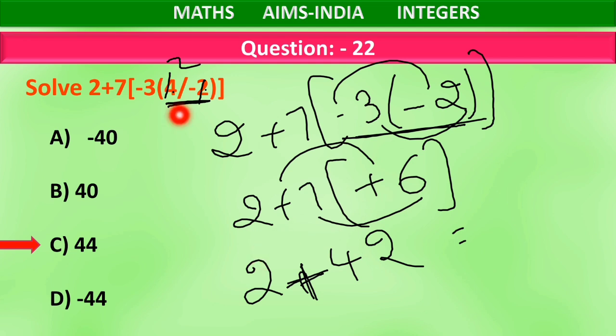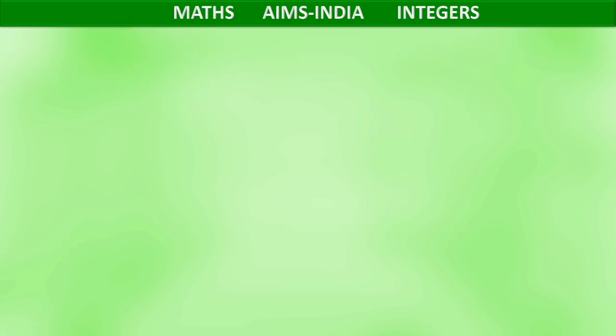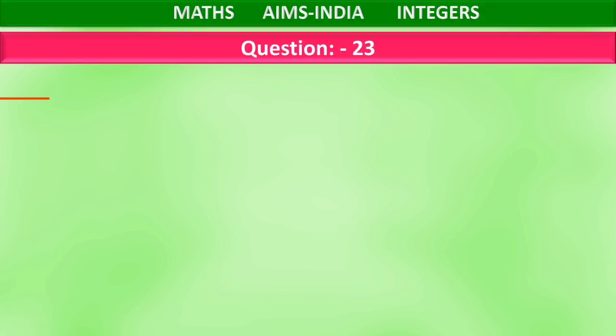42 plus 2 is equal to 44. Brackets mean multiplication here. Was that clear, class? Okay.